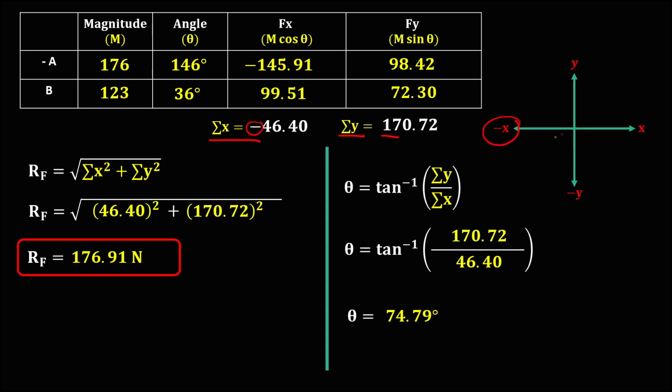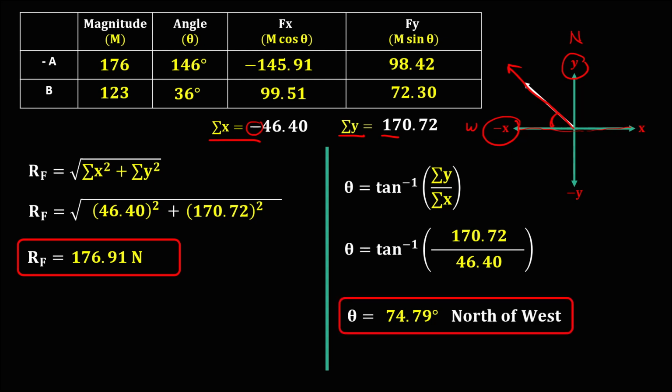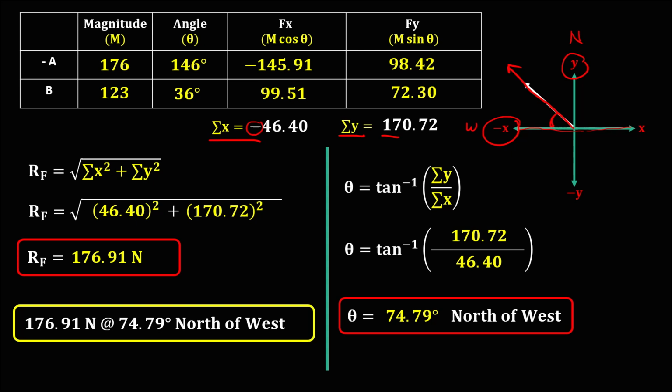Then to find now the direction of the angle, we have the summation of x is negative and the summation of y is positive. Therefore the resultant force lies on this quadrant. And take note that the angle is always measured from the x-axis. So therefore, this one now is the angle. So this is north and west. So we have 74.79 degrees north of west. So the final answer is 176.91 Newton at 74.79 degrees north of west.